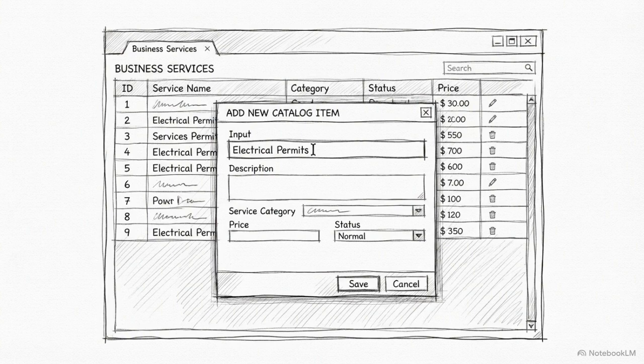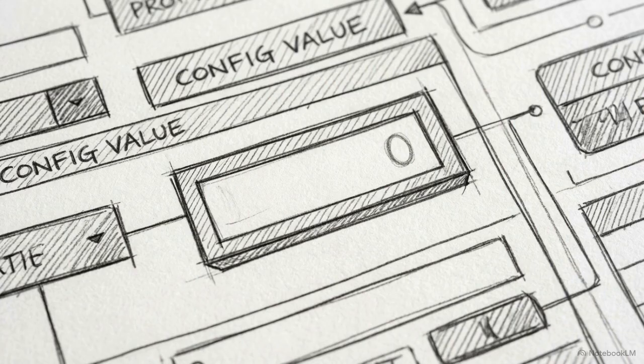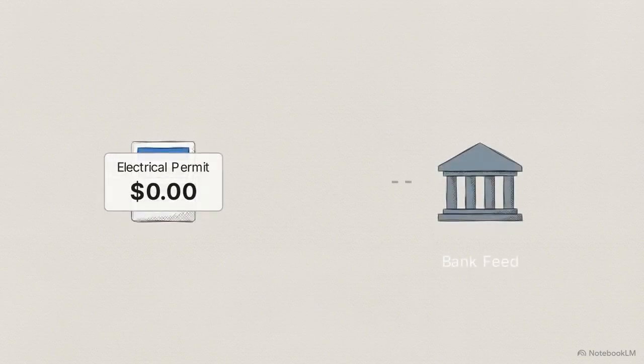Next, navigate to the Products and Services menu and create a new service item specifically designated for electrical permits. Keep the sales price for this service item at $0. The AI will dynamically override this value for every invoice based on the actual transaction amount extracted from your bank feed.